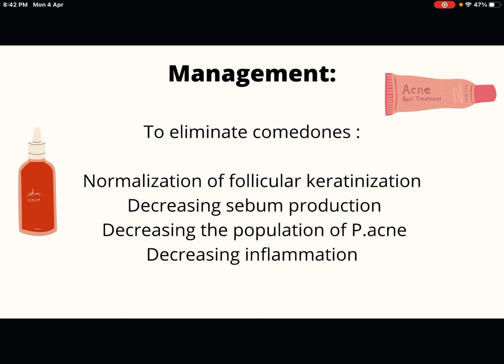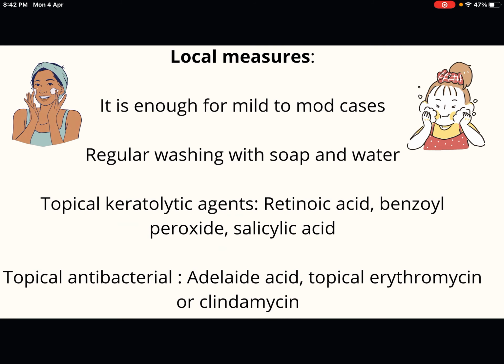So one is normalization of the follicular keratinization, so there won't be any blockage. We can decrease the sebum production, so there won't be excess production. Decrease the population of propionibacteria, so bacteria won't be there, and we can decrease the inflammation. So these are the things that we can do to eliminate these comedones.